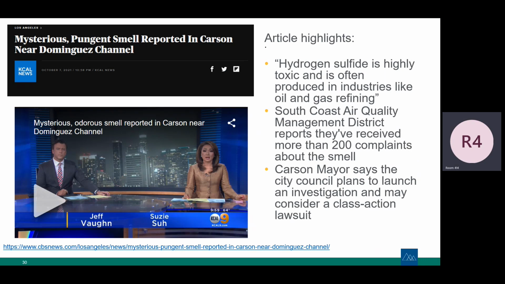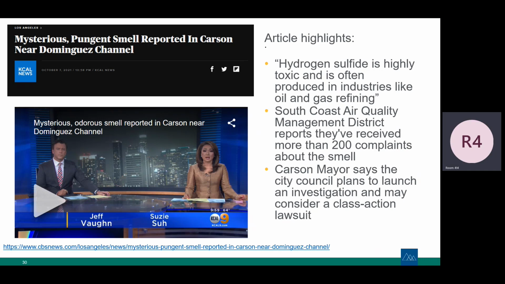We weren't the only ones who noticed something. We were pretty sure that it wasn't coming from the refinery, that our equipment was operating as it was expected to, and so we were relieved. And then we started to get information from the news. Not just Torrance has seen this, but Carson, California seems to be the epicenter of this. And so here are a few highlights or excerpts from this article.